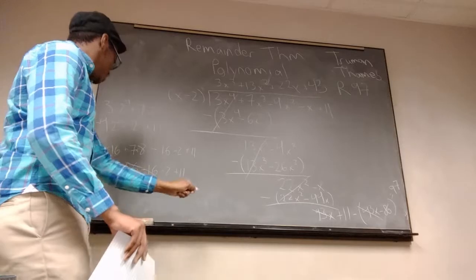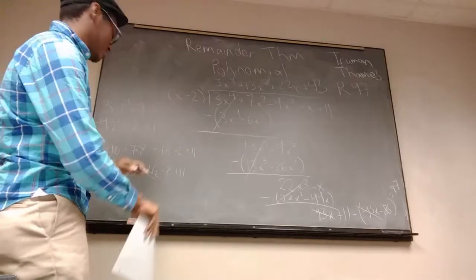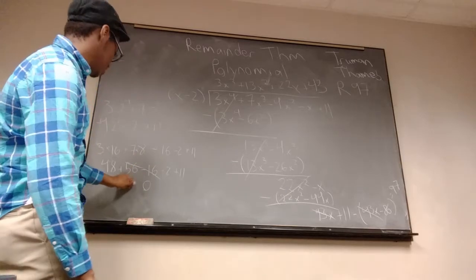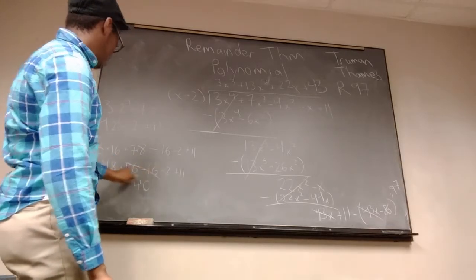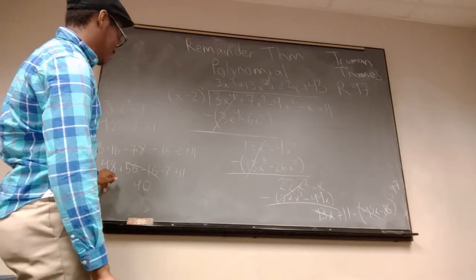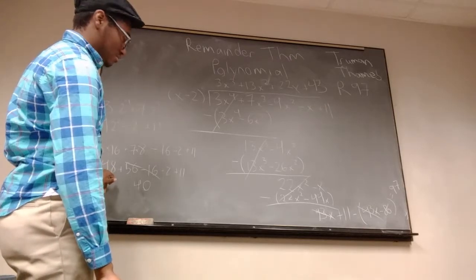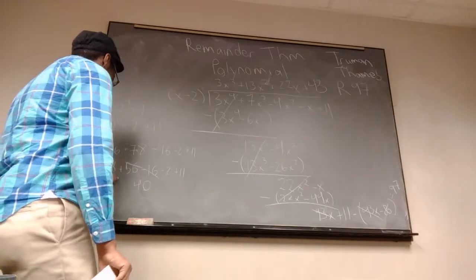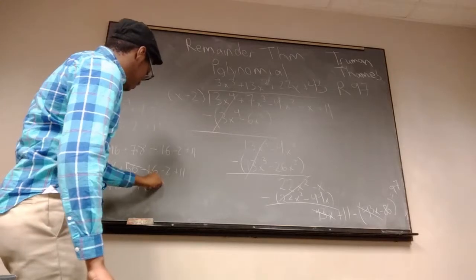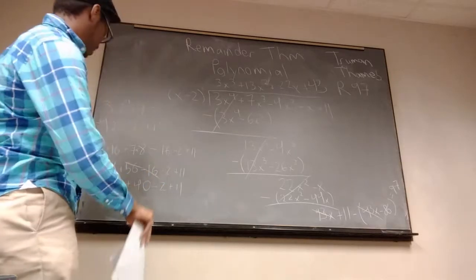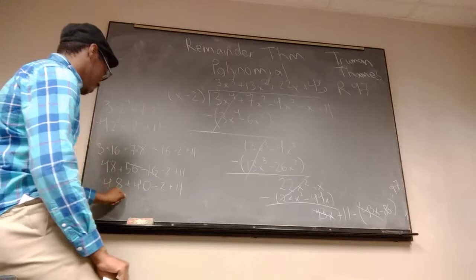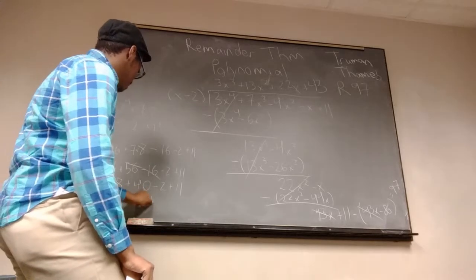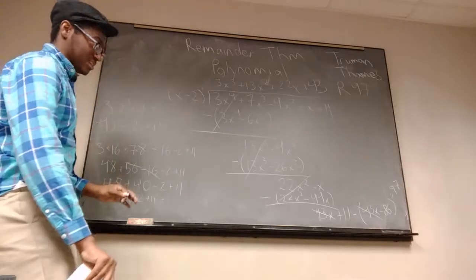Now we can just do 56 minus 16. The 6s at the end make everything kind of nice because they cancel out to be 0. I'm just going to do it straightforward because I don't want to get too confused. So 48 plus 40 is 88. 88 minus 2 plus 11. 88 minus 2 is 86. 86 plus 11.